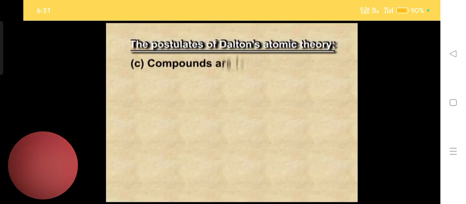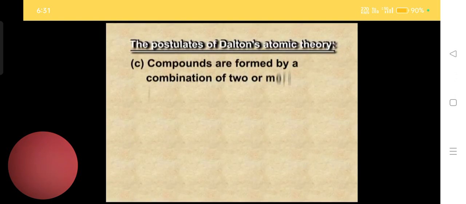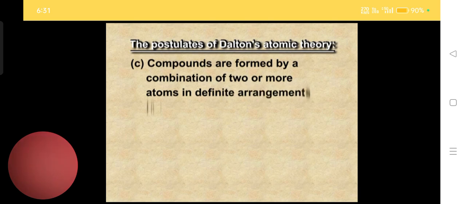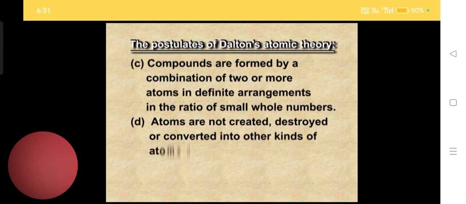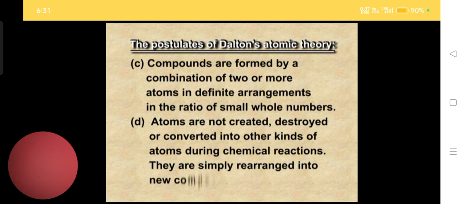Third, compounds are formed by the combination of two or more atoms in definite arrangements in the ratio of small whole numbers. Fourth, atoms are not created or destroyed or converted into any other kind of atom during a chemical reaction. They are simply rearranged into a new compound.